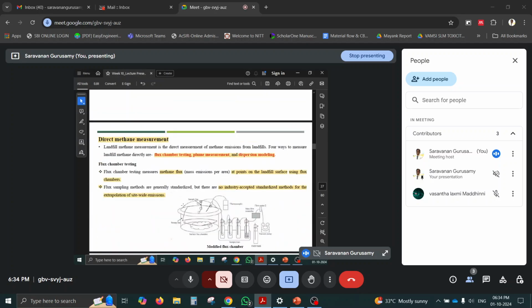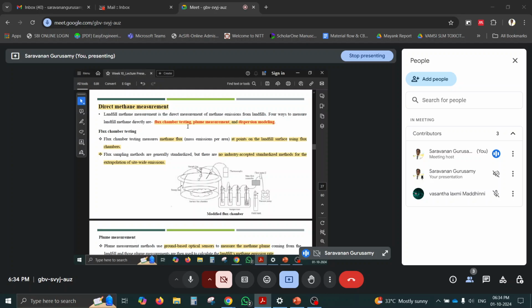Okay. Then direct methane measurement also we have, like flux chamber testing, plume measurement, and dispersion modeling. These are the 3 direct methane measurement techniques. First is the flux chamber technique. In this, the methane flux will be calculated. Methane flux is the mass of methane emission per area. So from 1 hectare of landfill, how much methane is emitted, milligrams of methane or kg of methane emitted. That's called methane flux at a point on the landfill surface using flux chambers. So this is again a laboratory scale. So no industry accepted standard methods for estimating site-wide emissions.